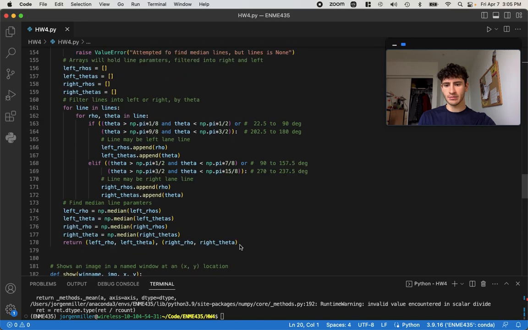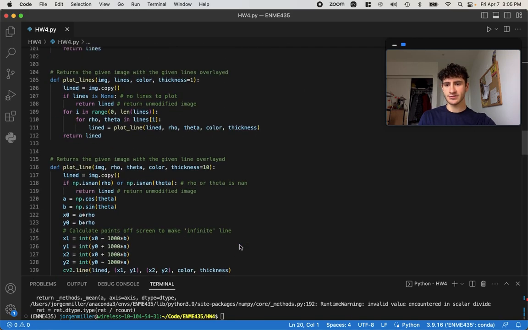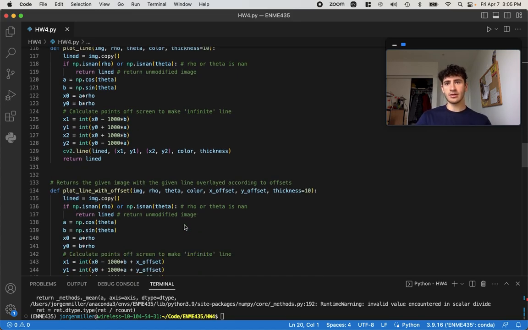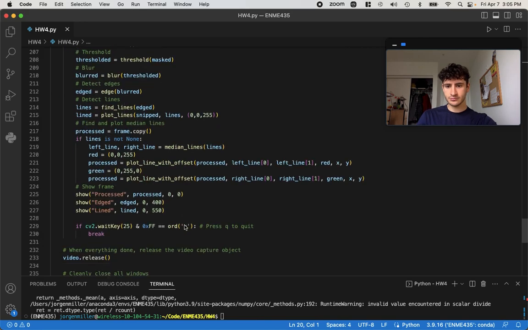Then, to plot them, all of these lines are converted into Cartesian coordinates by a couple different functions. And using the offset from the original image, they are plotted on the original image. So it's helpful that the snip returned my offset.